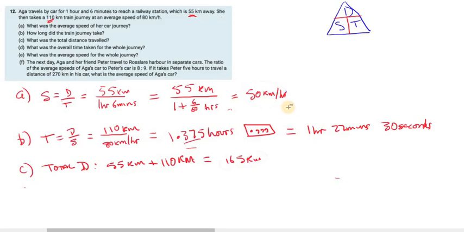This is a video to help with distance, speed, time problems. So Aga, apparently she's a girl, she travels by car for 1 hour and 6 minutes to reach a railway station, which is 55 kilometers away. And then she goes by train and she travels 110 kilometers by train at 80 kilometers per hour. Okay, fine. It then says, A, what's the average speed of her journey?